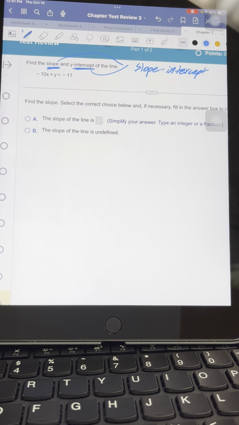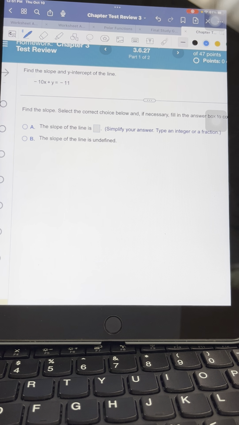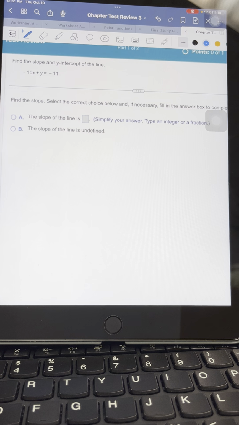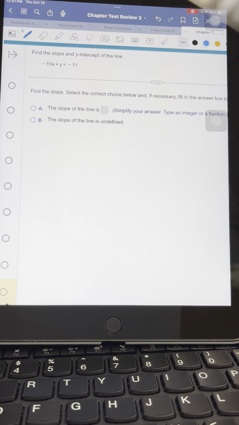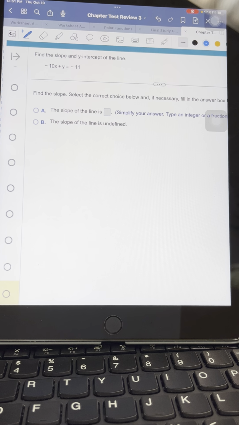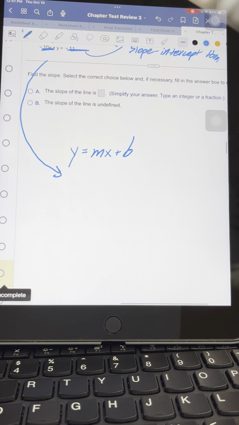So m, you go, whoops. I'm going to do it down here. y equals mx plus b. So let's turn this into this over here. So I'm going to have negative 10x. I guess it just decided to erase it. Okay, that was weird. Okay, negative 10x plus y equals negative 11.